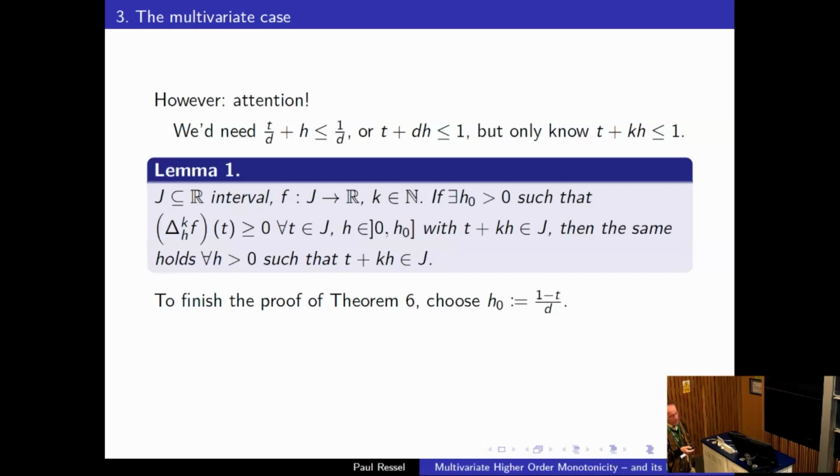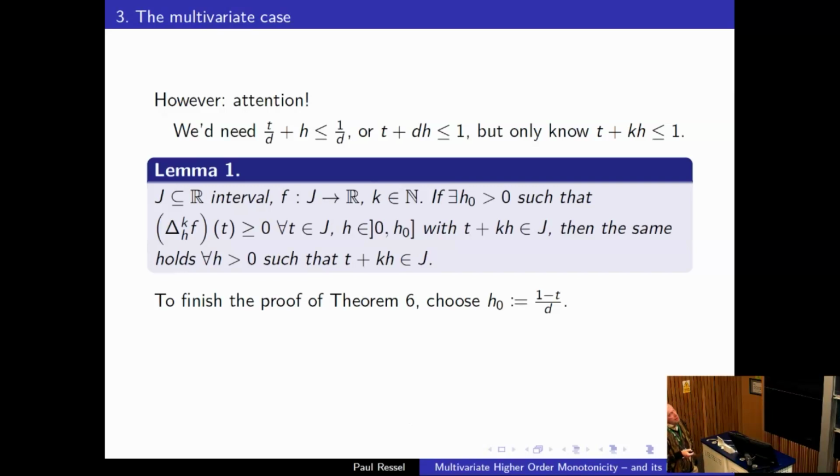there's a caveat. We have to pay attention. We would need at this moment that t divided by d plus h is less or equal to 1 over d, because we want to stay in the given interval, or t plus dh less or equal to 1, but we only know that t plus the smaller number k times h is less than or equal to 1.